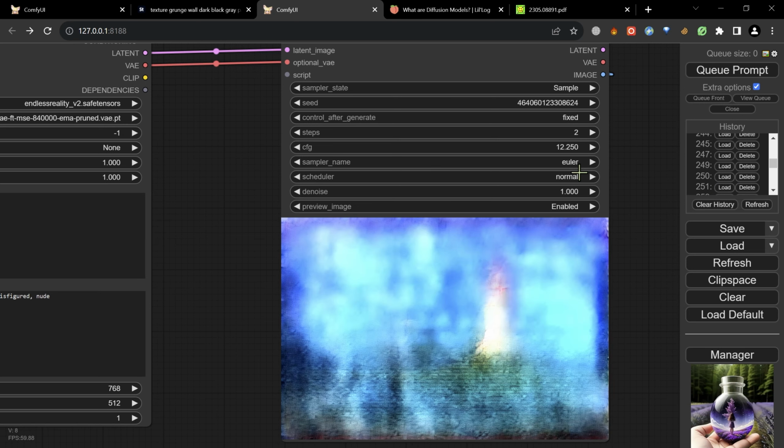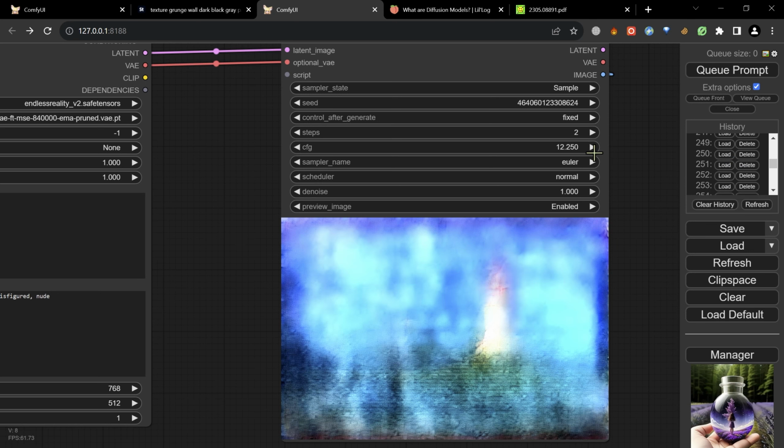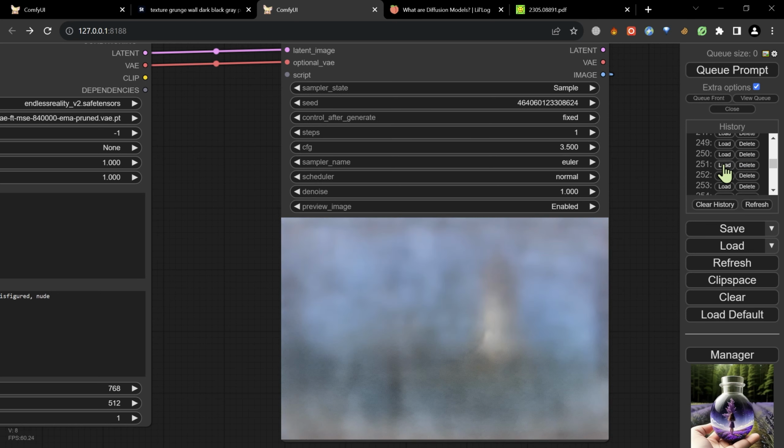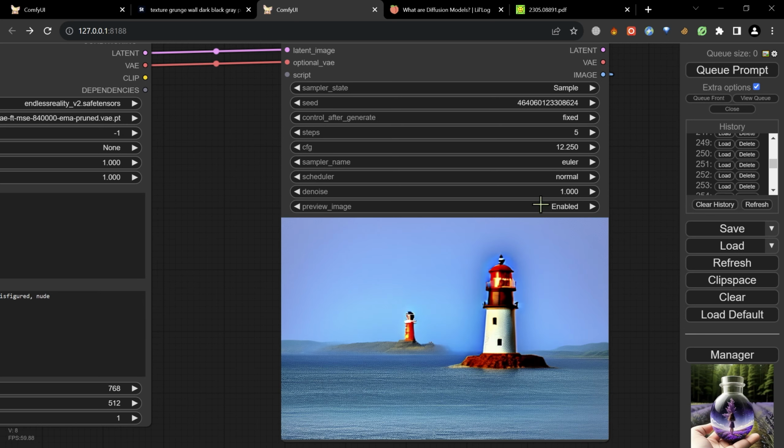Let's go to the next one. Here, what we've done is increase the steps to 2. It's still looking like we don't know exactly what's there, but we've got lots and lots of saturation and lots of contrast, way more saturation and contrast than we started off with. And the main difference here is not the change in the number of steps. The main difference is the change in the CFG. We've gone from about 3.5 to 12.25. And the image has changed drastically just from changing the CFG. More contrast, more color.